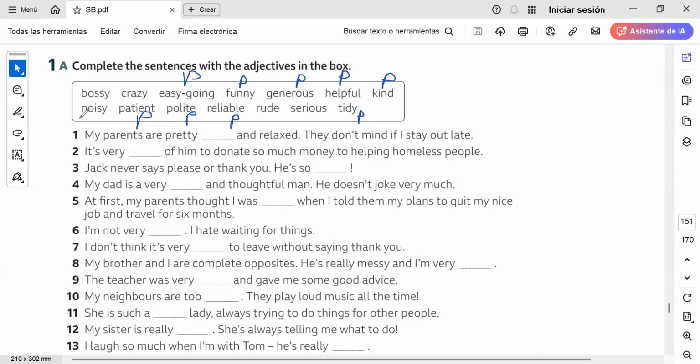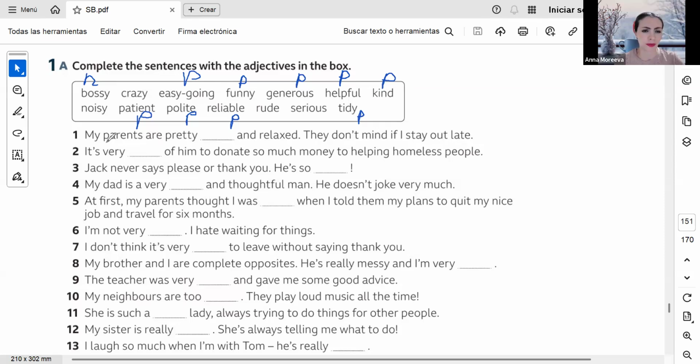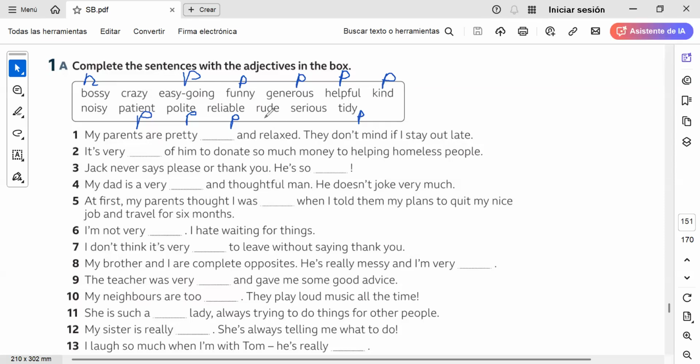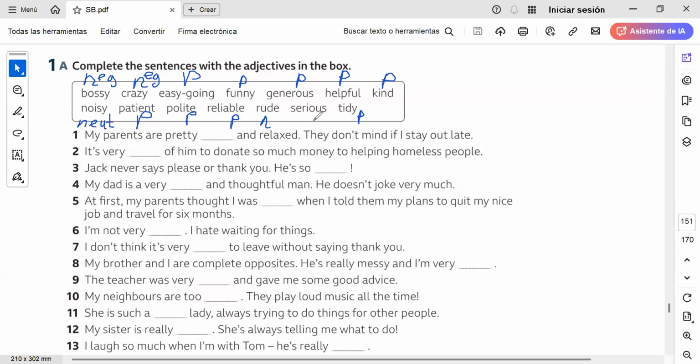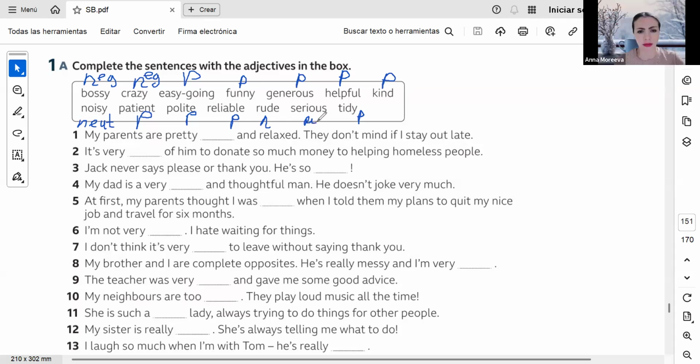Bossy. Rude. Maybe crazy. And neutral. So this is negative. So neutral, it can be maybe noisy. It's like for some people, maybe it's okay. For some people, not so much. Serious, the same. At work, maybe it's okay, but among friends, it's not so positive.